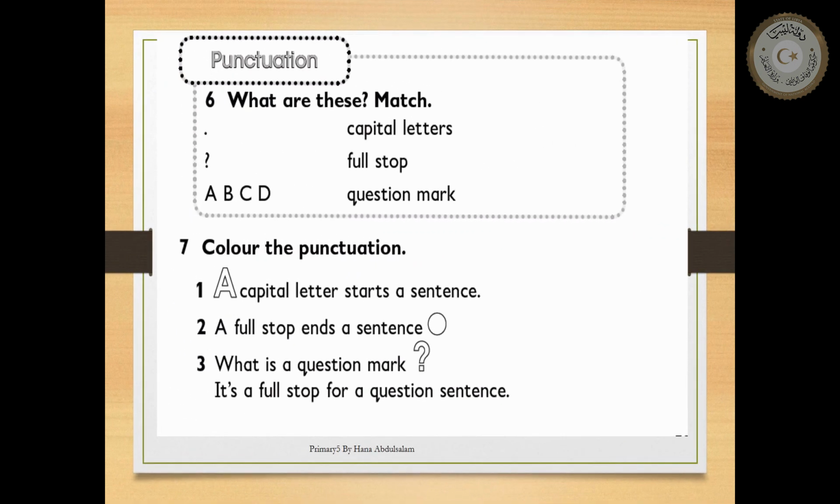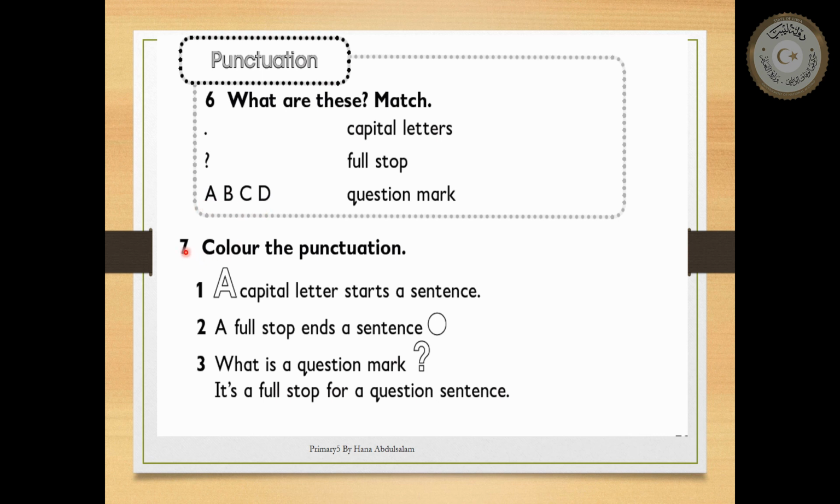The last thing today is punctuation. Number 6. What are these? We need to match the pictures here with the words here. So the first one, it is full stop. We call it in English full stop. Question mark. Capital letters. Repeat after me. Full stop. Question mark. Capital letters.